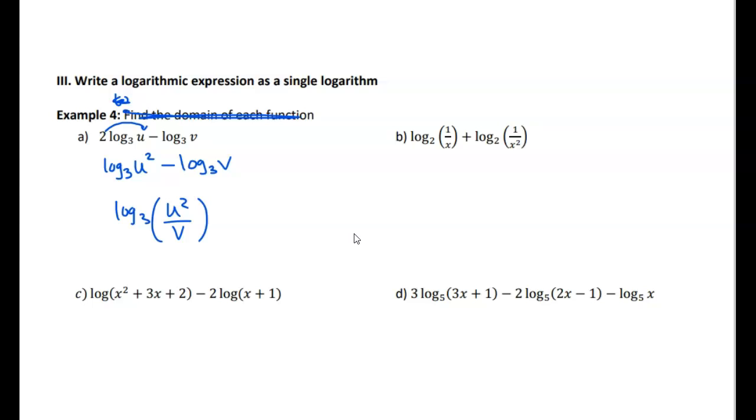All right, let's look at b. We see that we're adding here. So we have log base 2 of a product, 1 over x times 1 over x squared, which is log base 2 of 1 over x cubed. Okay?